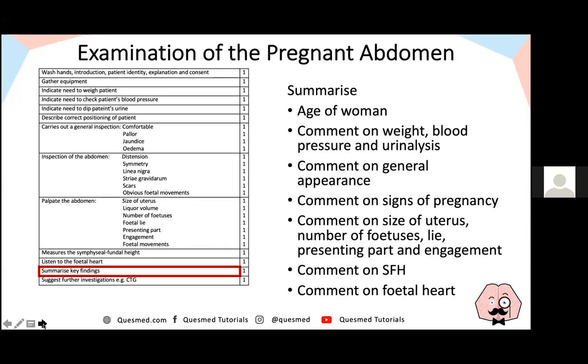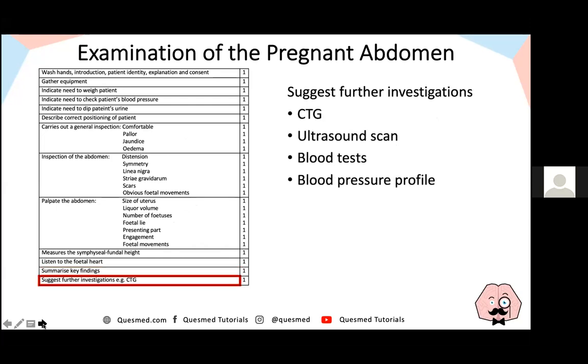We then obviously summarise our findings. I normally include things like the age of the woman, comment on their general appearance, comment on the size and the number of babies I've felt, comment on the symphysiofundal height, and comment on the fetal heart. You don't need to go through everything. You're just getting a broad overview of your examination findings. And obviously then we can suggest further investigations. For the pregnant woman, you're thinking of things like a CTG, an ultrasound test, a blood test, or a blood pressure.